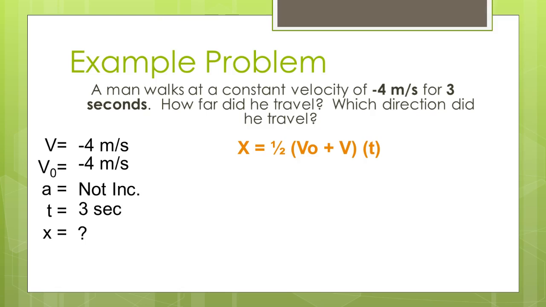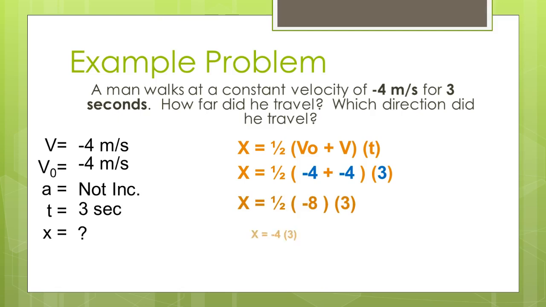I do know v sub 0. I know the initial velocity. I do know v, the final velocity. I do know t, the time. So I'm going to replace those values with values I know. v sub 0 is -4, v is -4, t is 3. It's all organized. Now I'm just going to do the order of operations, take care of those parentheses to give me -8. -8 times 1/2 gives me -4. -4 times +3 gives me -12.